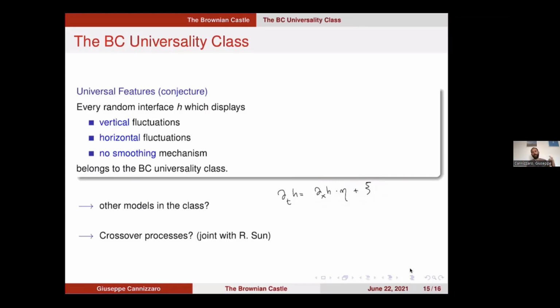The other thing we're looking at together with Rongfeng Sun and Martin is these crossover processes. For these crossover processes, the stochastic flow of kernels which were built by Sun, Schertzer and Schilling play a crucial role. They give you a whole family of processes that interpolates between the Brownian Castle and the Edwards-Wilkinson universality classes.